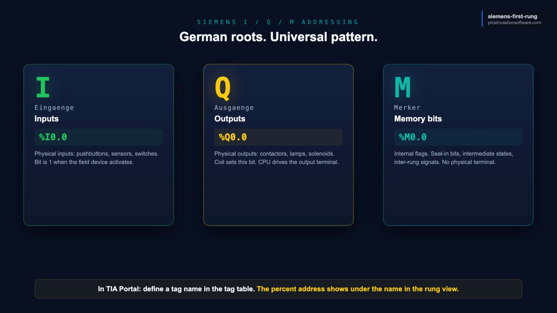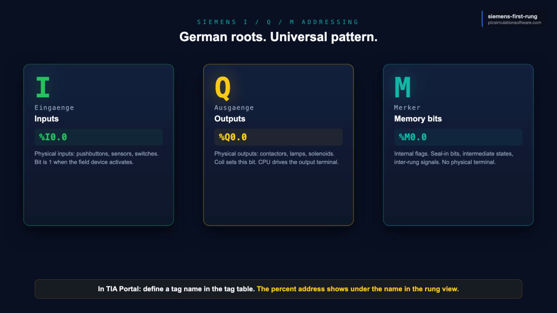In TIA Portal, you almost never type the raw address directly. You define a tag in the tag table with a name and an address, then you use the name in the rung. The % address appears underneath the tag name in the rung view. So a rung might show stop_button above %I0.0. The name is what you read. The address is what the CPU uses. This separation is the biggest structural difference from older S7 Classic, where you program directly with addresses. In TIA Portal with S7-1200 and S7-1500, symbolic names are the norm and the address is the annotation.